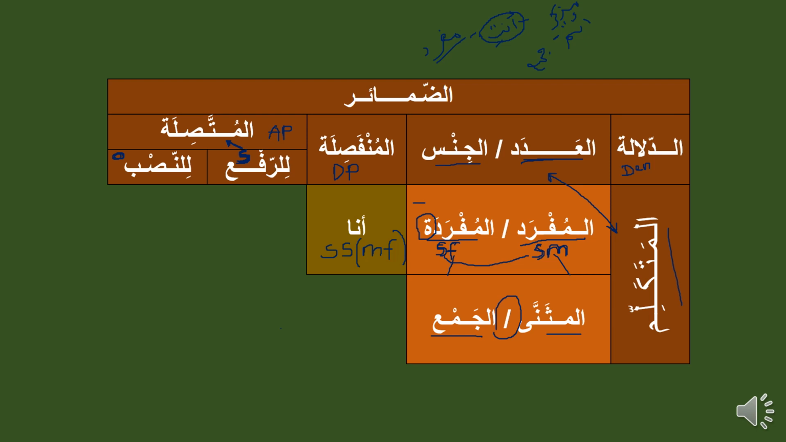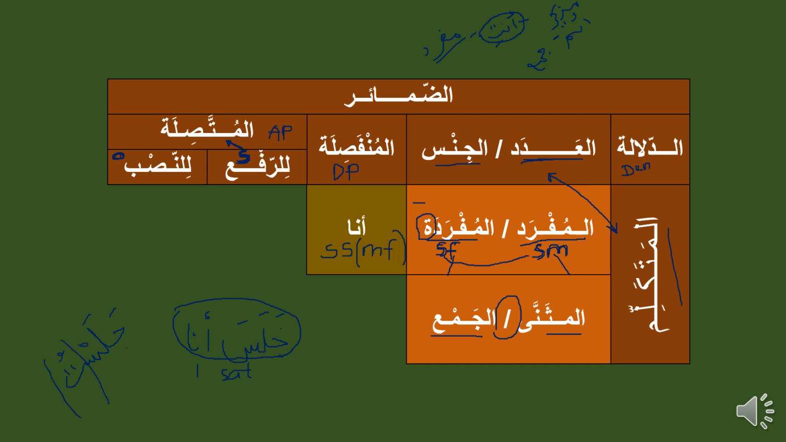So we want to attach ana to a verb. For example, you want to say I sat. To sit is jalasa, right? Jalasa, to sit. I want to say I sat. Are you going to say jalasa ana, meaning I sat? No, this is wrong. In Arabic, you don't make a construction like this. You are going to attach the ana to jalasa to make it jalastu.